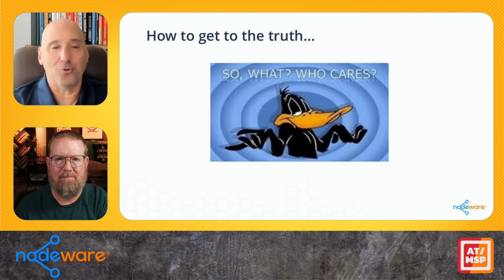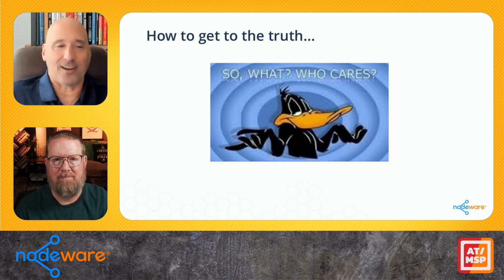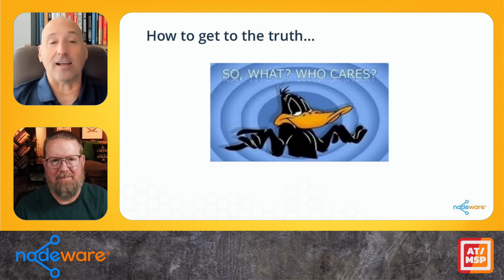How to get to the truth. I want you in your mind. You can't say, so what, who cares? But you can in your brain. If Eric and I started talking about a subject he was passionate about, and every time he told me something, I said, so what, who cares? Well, then he'd give me the next thing, and I'd go, so what, who cares? Think about it in an upside down triangle.